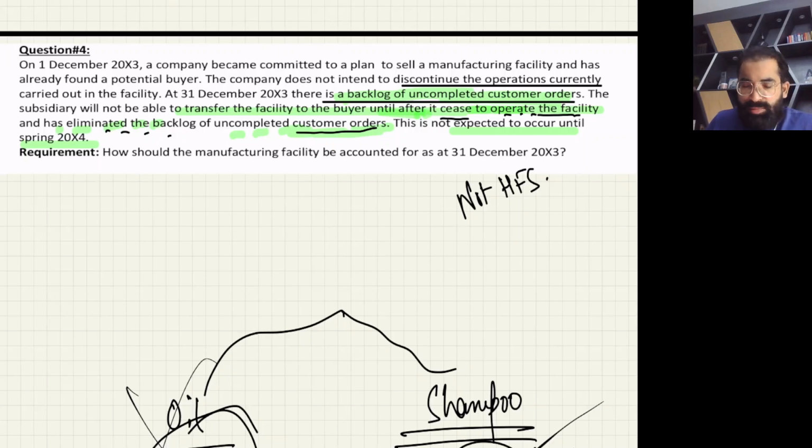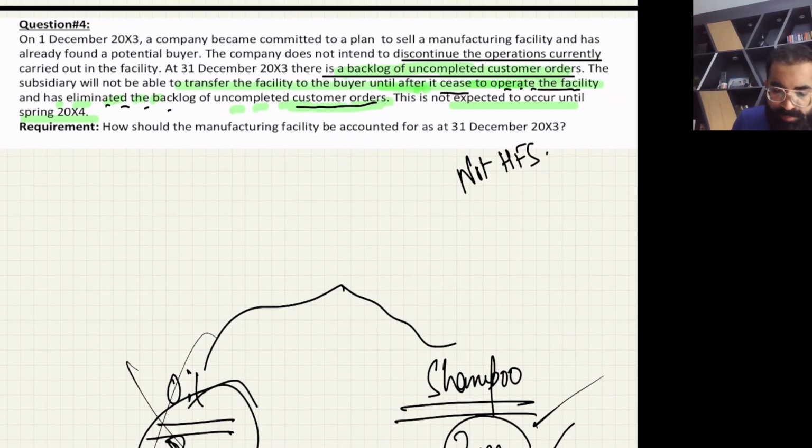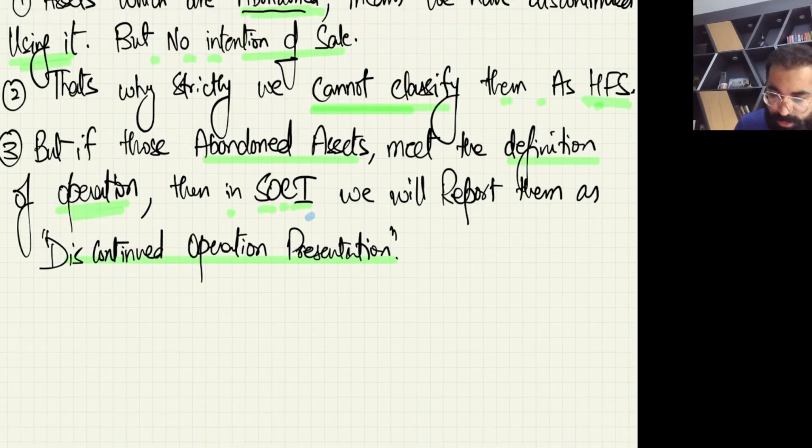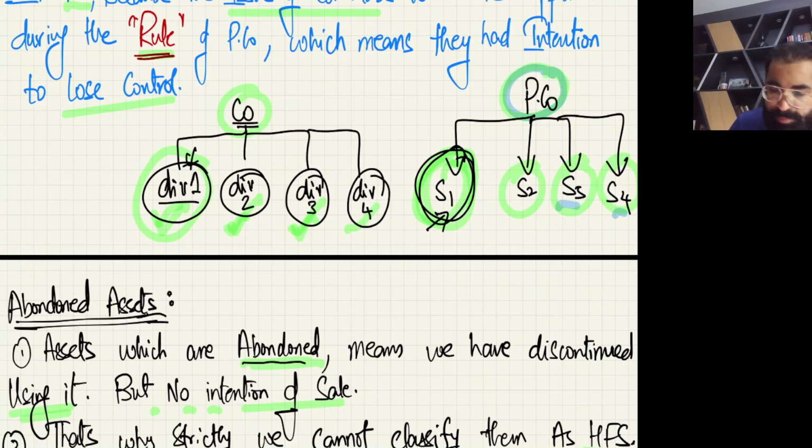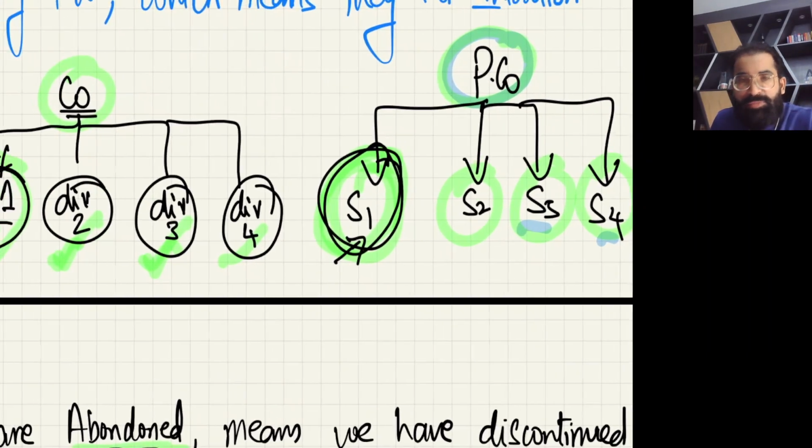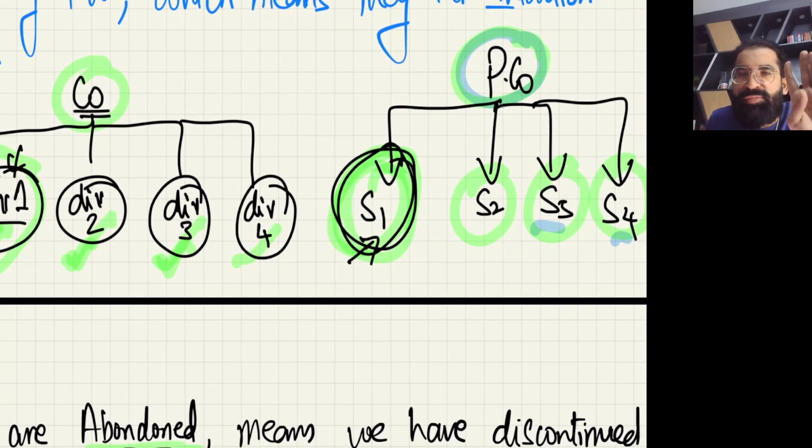Now one last question, just an extra question. For example, we are the parent company and we have 4 subsidiaries, S1, S2, S3 and S4. And now I have planned to sell this subsidiary. Now what will I do in my SOFP and in income statement?